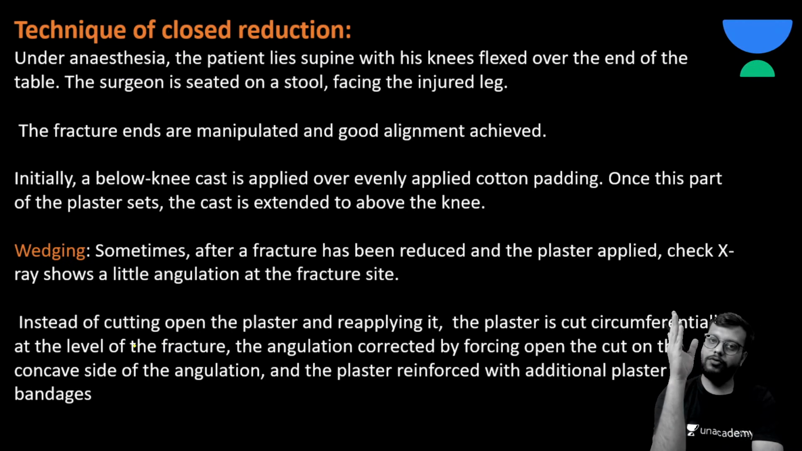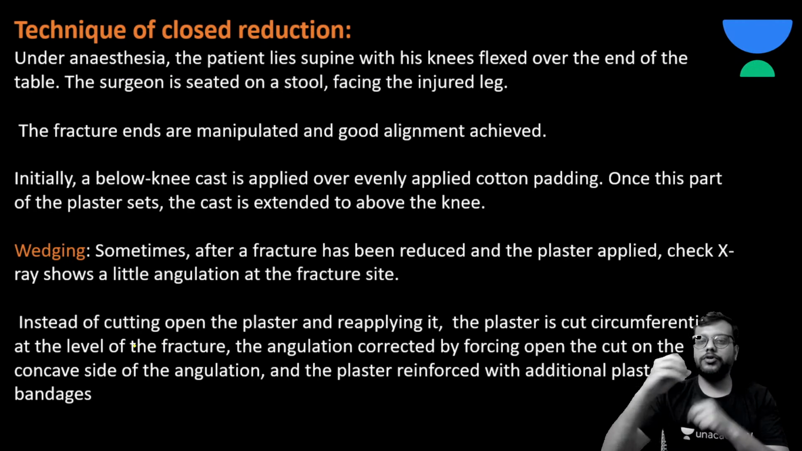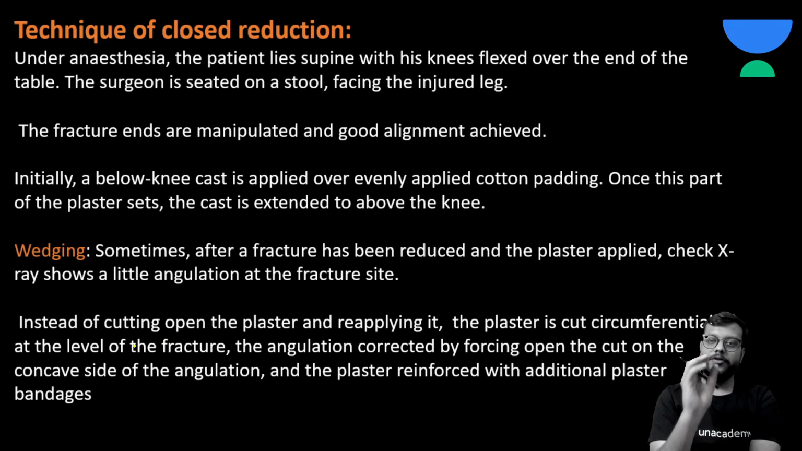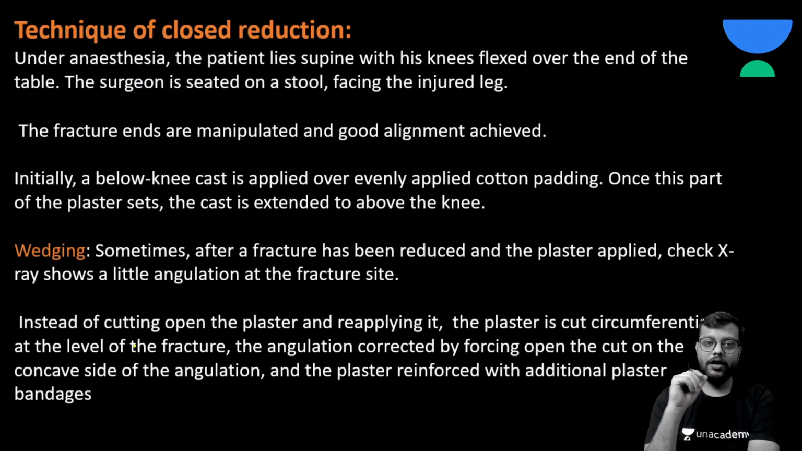And जब वो reduce हो जाएगा, you can feel the contour at the shin of the tibia, and जब वो reduce हो जाएगा, he'll hold it in the reduction, and then you'll put the slab or cast there. सबसे पहले below knee लगाते हैं ताकि reduction hold हो जाए, and जब that dries, you convert that into the above knee cast or slab. Okay, so this is how you manipulate the leg bone fractures by closed reduction.